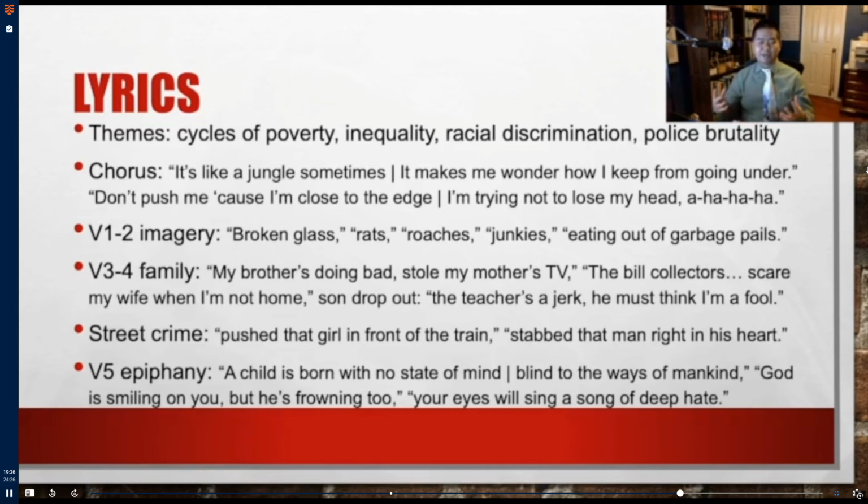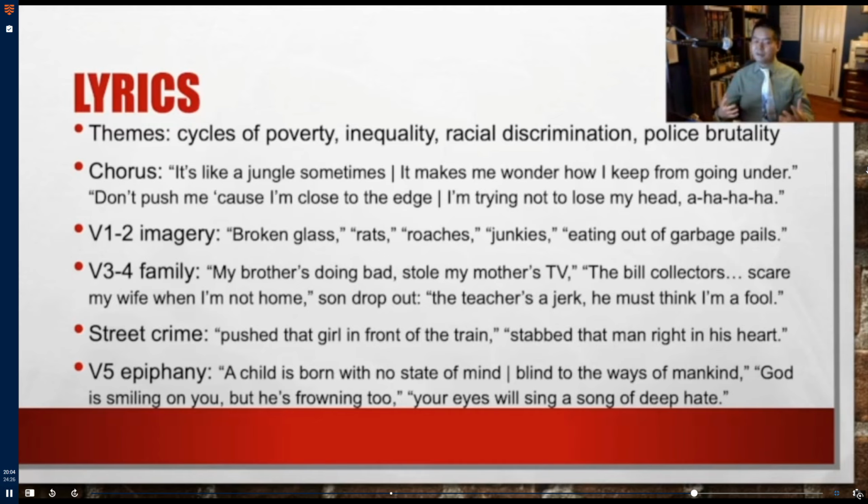There's imagery used of broken glass littering the streets, of rats and roaches in the residences, of junkies on the streets, and of what Melle Mel refers to as a crazy woman eating out of garbage pails. By the way, this woman in the street becomes a character of her own that the camera focuses on for verse 2, so it's definitely worth checking out how that woman is described. There's a bit more explicit content there than I feel like laying out in this particular slide.